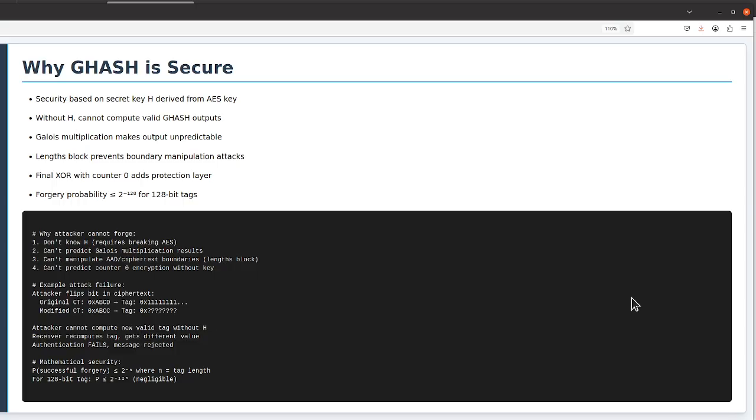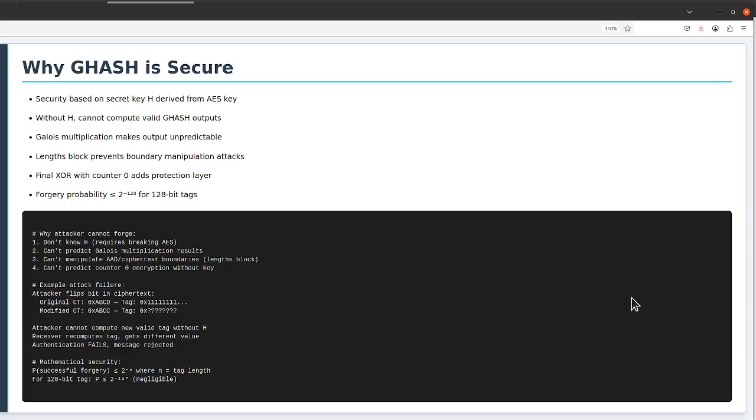The security comes from the combination of the secret key H and the properties of Galois field multiplication. Without knowing H, an attacker cannot compute valid GHASH outputs, and therefore cannot create valid authentication tags. First, H is derived from the AES key by encrypting zeros. To compute H without knowing the key, you would have to break AES, which is considered computationally infeasible. So an attacker who does not have your key does not have H either.